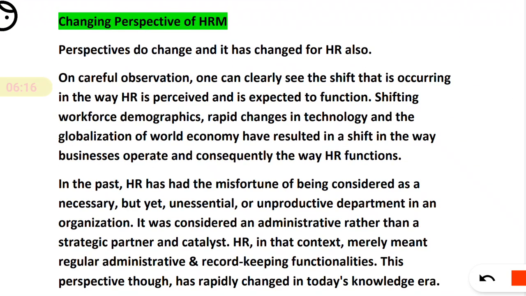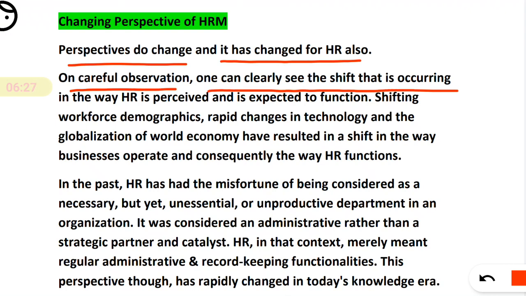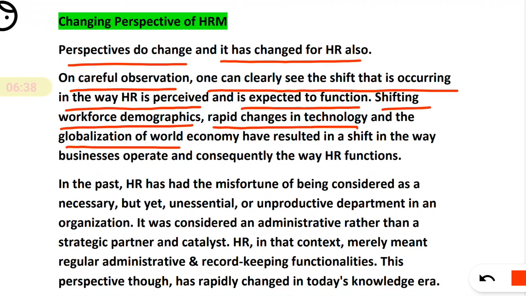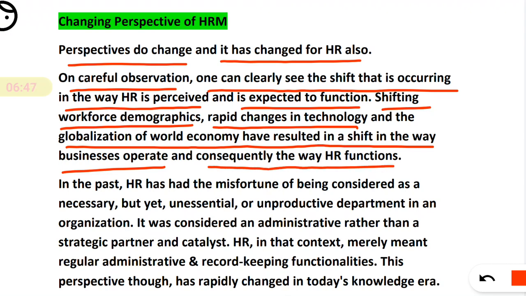Perspectives do change, and it has changed for HR also. On careful observation, one can clearly see the shift in the way HR is perceived and is expected to function. Shifting workforce demographics, rapid changes in technology, and the globalization of the world economy have resulted in a shift in the way businesses operate, and consequently the way HR functions. So basically, the work of HR is now changing.